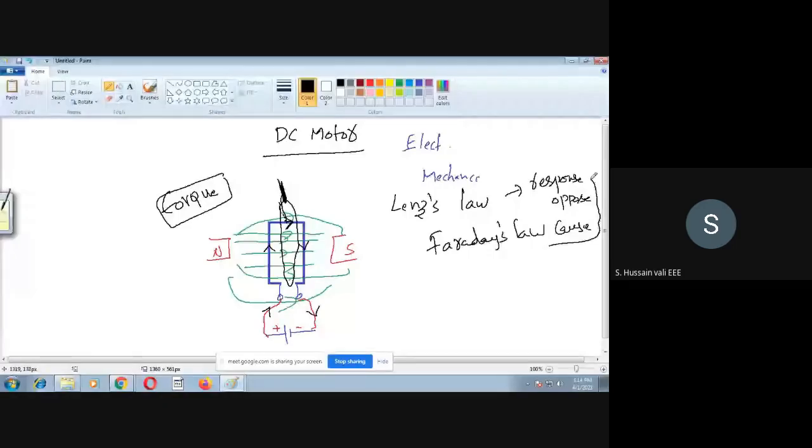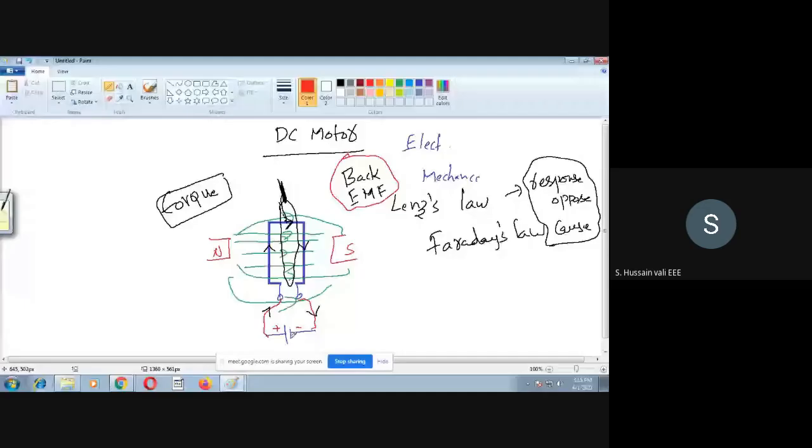So when the response is opposing the cause, what you find out is that a back EMF will be induced. Now you got the word here, back EMF. You will find this back EMF in the DC motor. This back EMF will be induced, and that back EMF will oppose the main battery here. Because of that opposition there will be a potential difference, and that potential difference will change the current value. When the current is changing, then once again the torque changes. So this is a cyclic process.